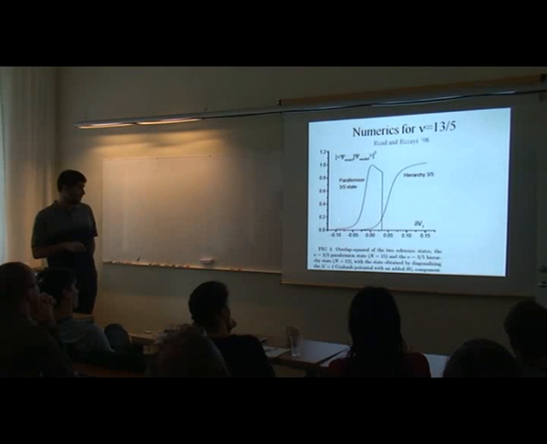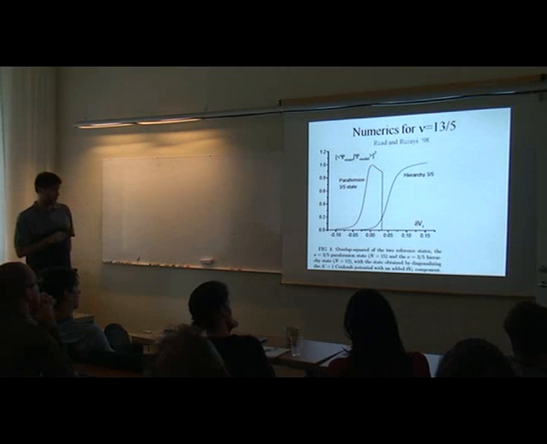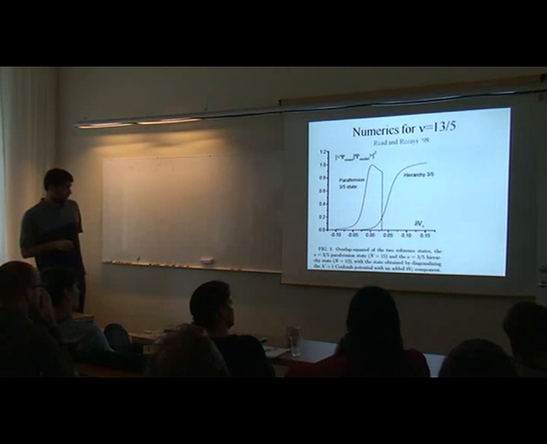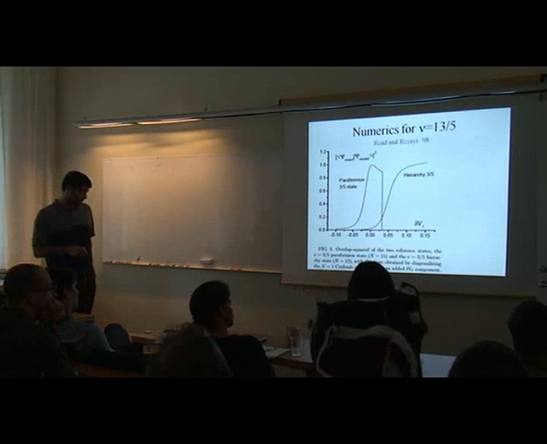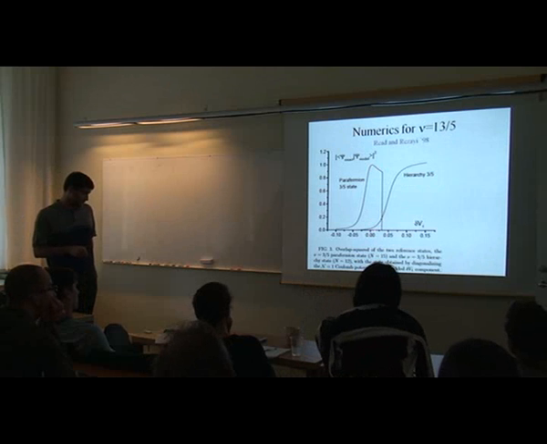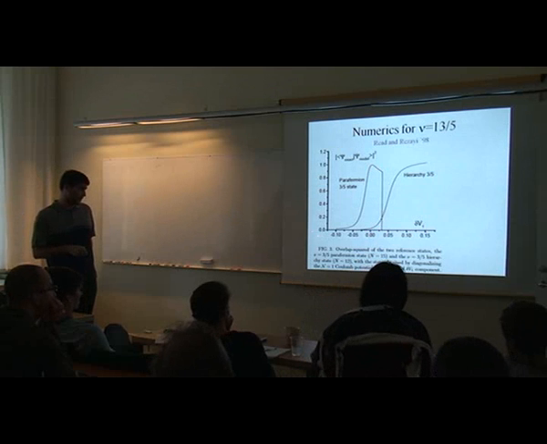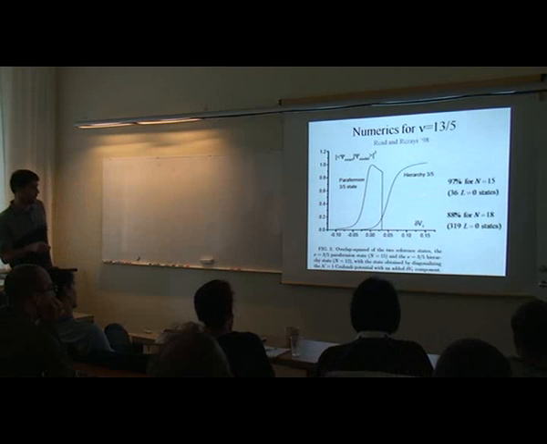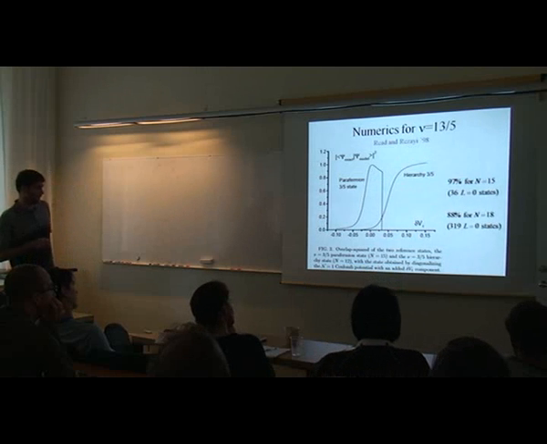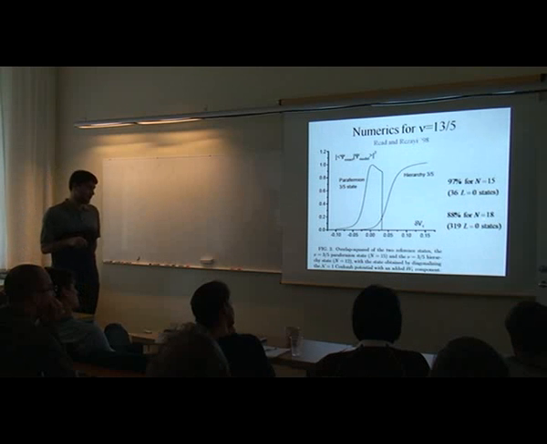So what they found was, looking at the 12/5 filling fraction on a sphere, they found that they end up with pretty good overlaps near the Coulomb point. So the horizontal axis is delta V1, changing the V1 pseudopotential. And for n equals 15 electrons, they would get something like 97% overlap, and for n equals 18, they'd get 88.